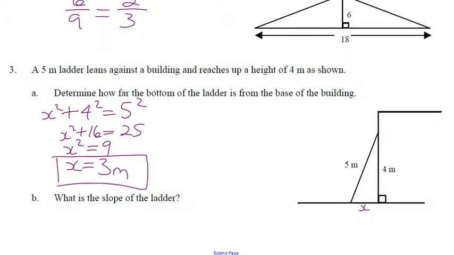What is the slope of the line? What's the rise? 4. What's the run? 3. Somebody said 1.3. That's wrong. Rounded to the nearest tenth, the slope is 1.3. Rounded to the nearest hundredth, the slope is 1.33. Rounded to the nearest thousandth, it's 1.333, and so on. The slope, though, we will always express as an exact value. That's why we're using fractions. That's why we write 4/3.